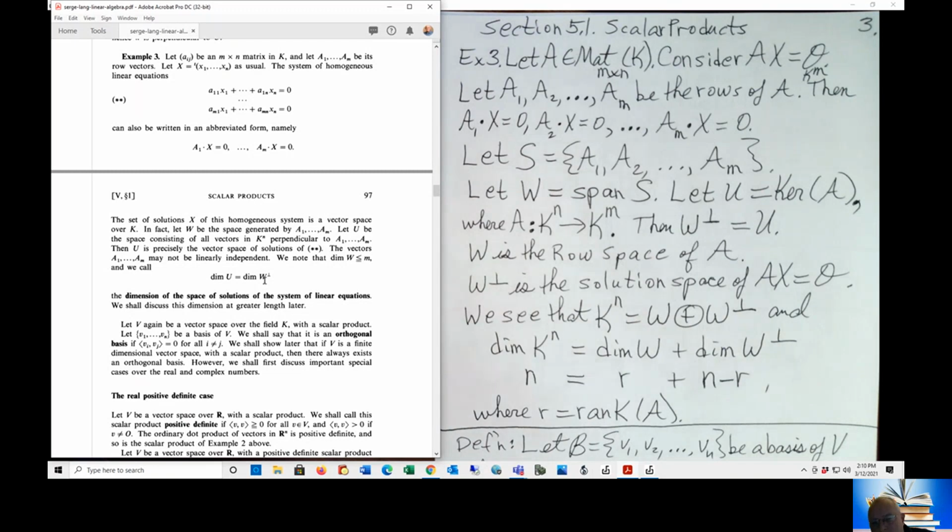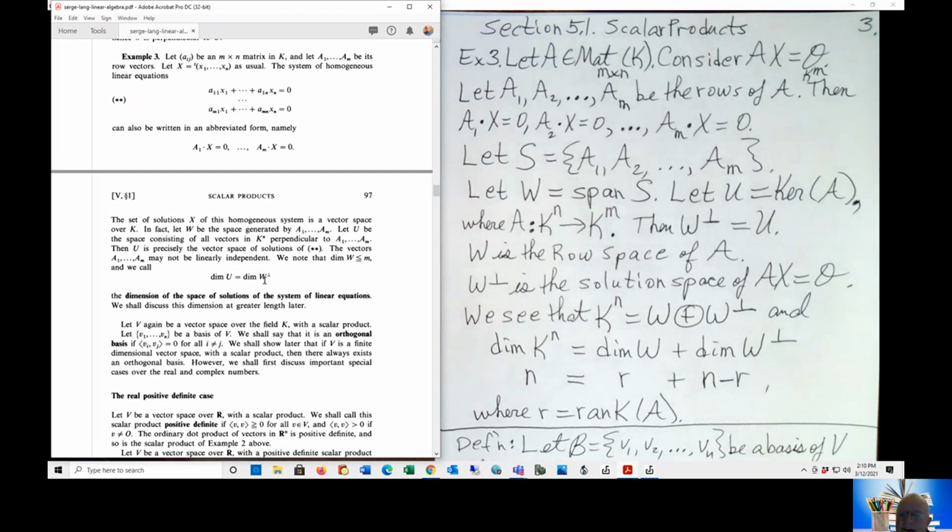Okay? Now, just for notation, let S be the set that consists of the rows of the matrix A: A sub 1, A sub 2 through A sub m. Let W be the subspace of K^n spanned by the rows of A. W actually is the row space of A. It is the subspace of K^n spanned by the rows of the matrix A.